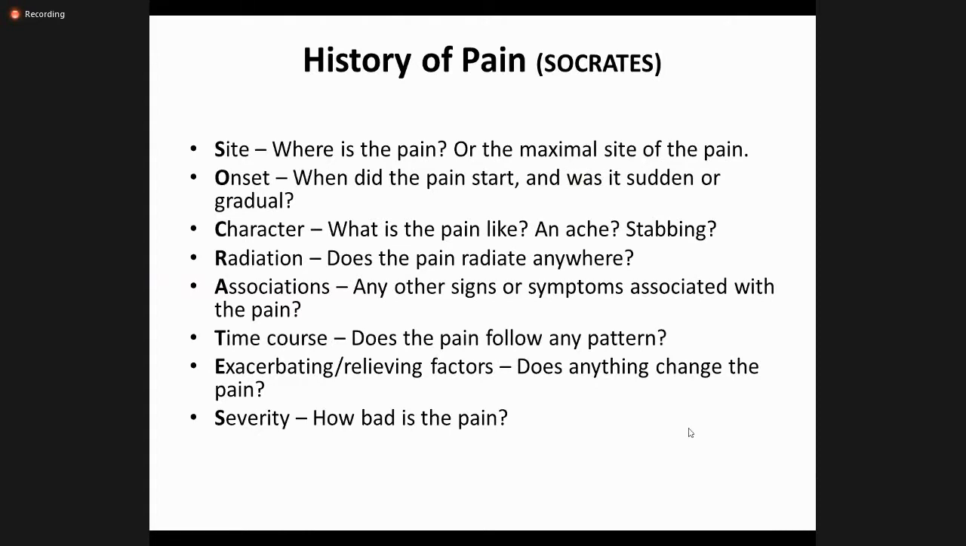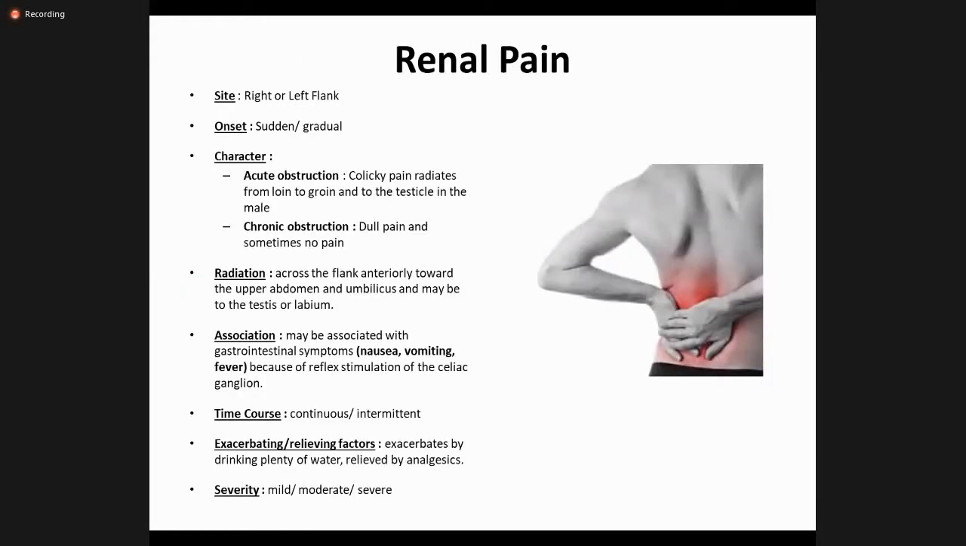Next to the history of pain. When the patient comes with renal pain, how can we conclude that it is renal pain? The site is right or left flank pain. Onset can be sudden or gradual. Character: if there is acute obstruction, the pain is colicky in nature. Colicky pain radiates from loin to groin and to the testicle in males and to the labium in females.